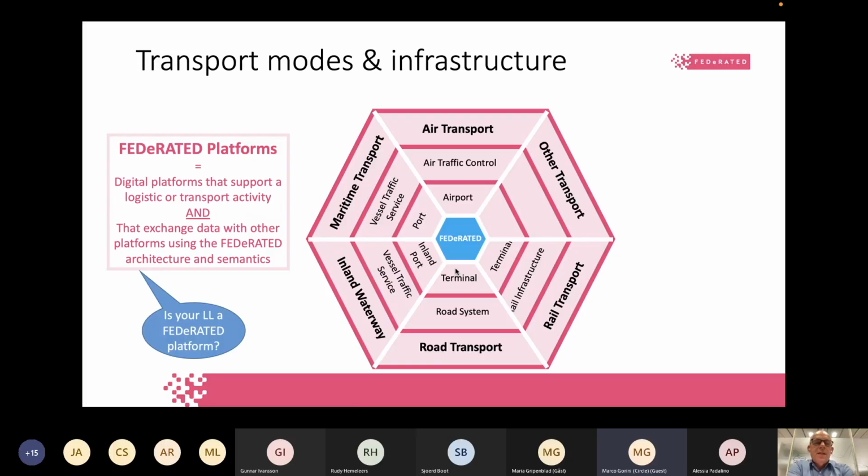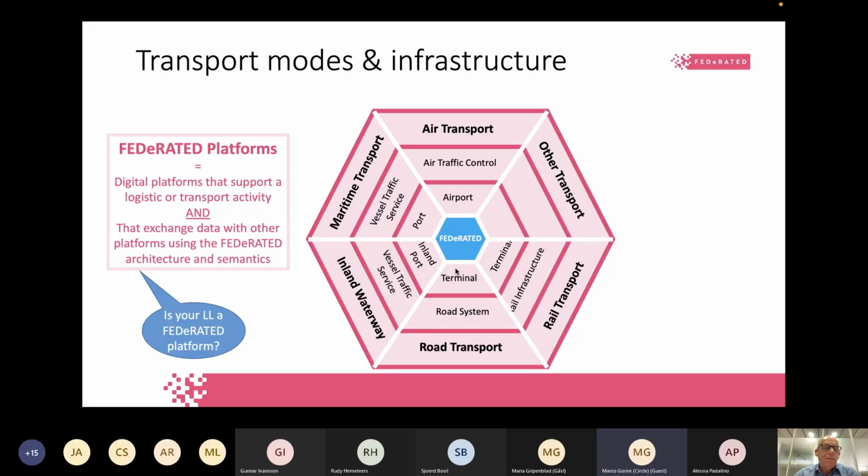So here I try to show the multimodal side of things, where we have the various transport modes. We have the road, rail, inland waterways, maritime, air, and other transport, which may or may not be covered by labs, but there are other modes of transport, as you know. And each of them have infrastructure, which may be on the port side, or it may be on the transport side. Then each of them have their own environments, like we have air traffic control, we have vessel traffic services, lots of different implementations of ways how we manage these various transport modes.